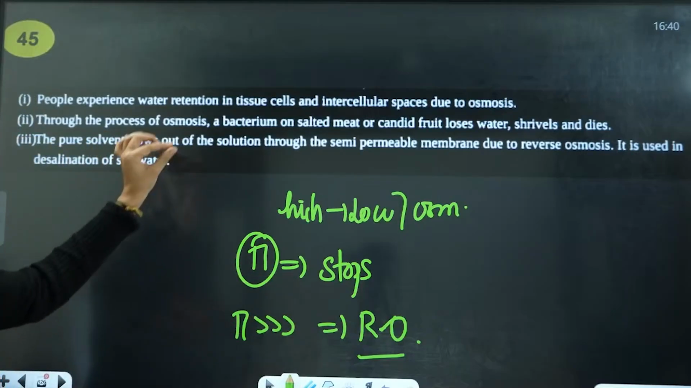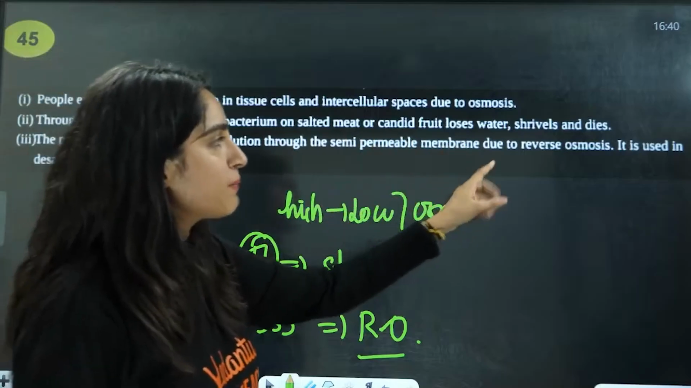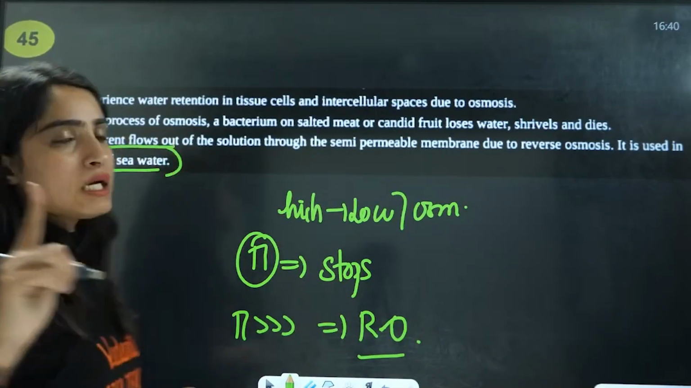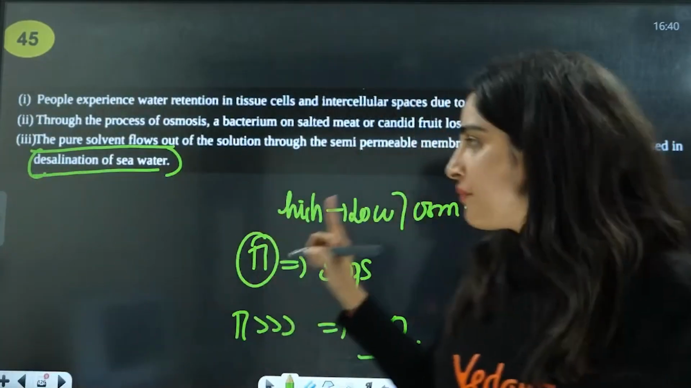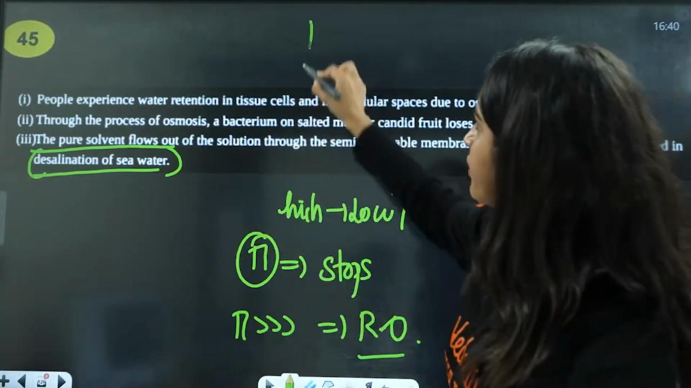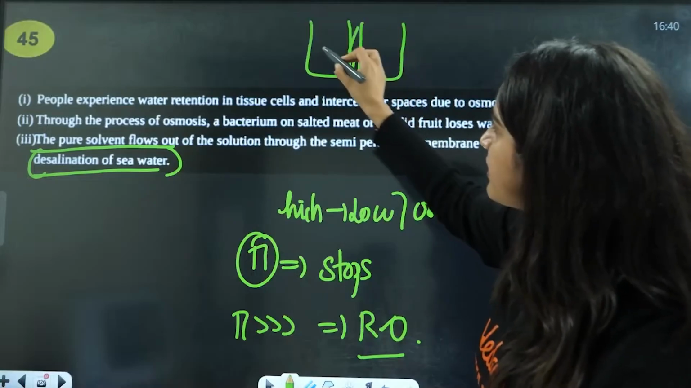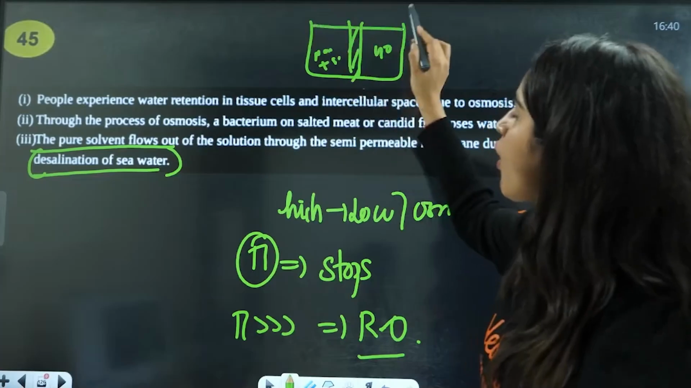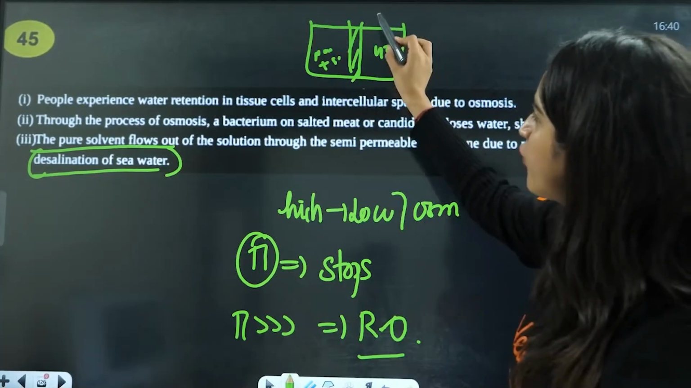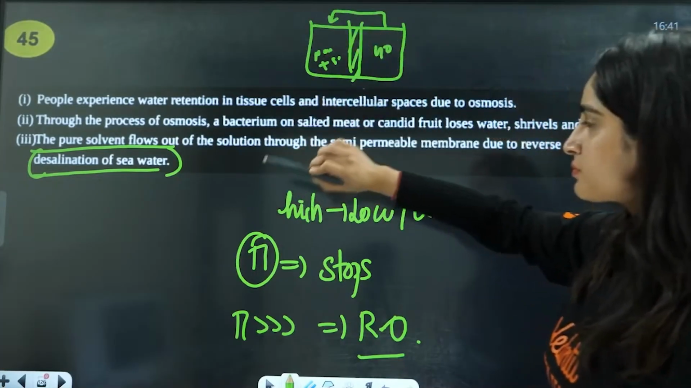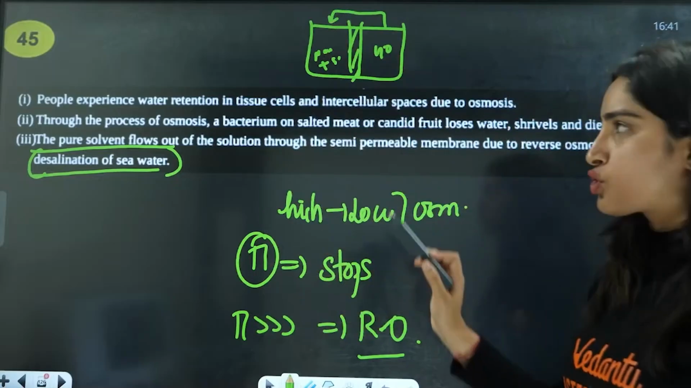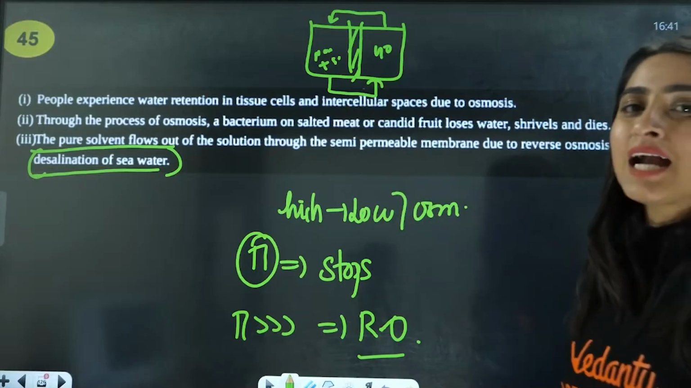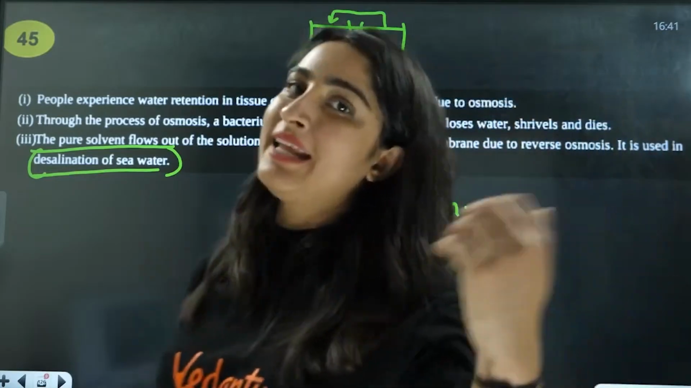Now the pure solvent flows from the solution through the semi-permeable membrane due to reverse osmosis, and it is used in desalination. Okay, understood this? I have already told you what desalination is. This is the semi-permeable membrane, this is NaCl solution, and this is only water here. During osmosis, it is going to flow from this side to this side. When osmosis stops, it is going to stop. During reverse osmosis, it is going to flow from this side to this side. That means the NaCl solution is going to get desalinated here.